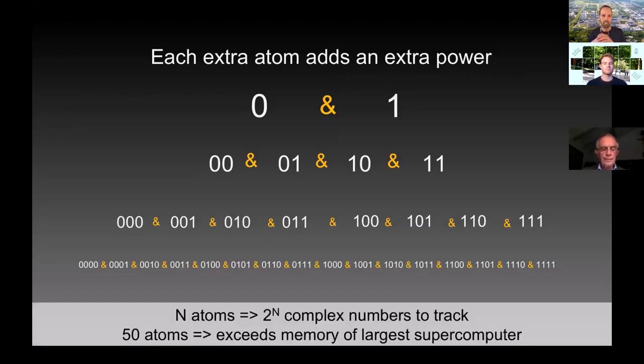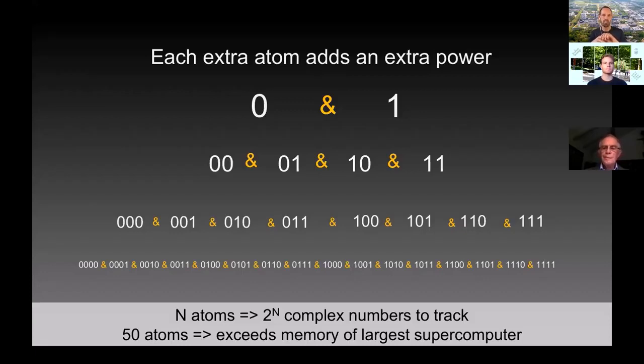And in fact, you can make this more formal. If you have n atoms and you want to track the evolution of n atoms, there are 2 to the power n complex numbers that you have to track. And 2 to the n quickly becomes huge. So if you are at about 50 atoms, 2 to the power 50 is about the size of the memory of the largest supercomputer that we have today. If you talk about 500 atoms, still a rather small molecule, you're talking about so many numbers. 2 to the power 500 is about the number of atoms that exist in the universe.